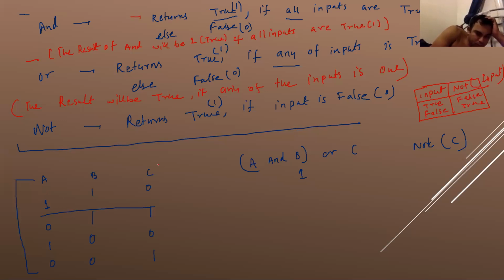So the value of A and B. See, the result of AND will be 1, true, for all inputs true, 1. The result of OR will be true if any of the inputs is 1.